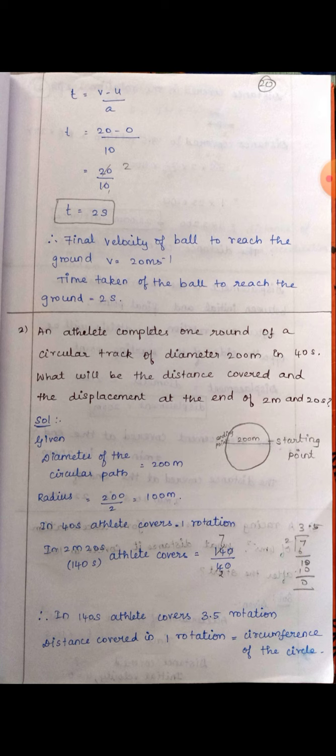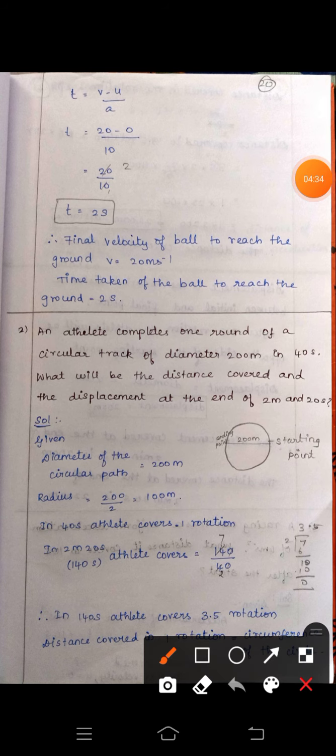In 40 seconds, the athlete covers one rotation. So in 2 minutes 20 seconds, for calculating, 1 minute is equal to 60 seconds. 1 minute is equal to how many seconds? 60 seconds.